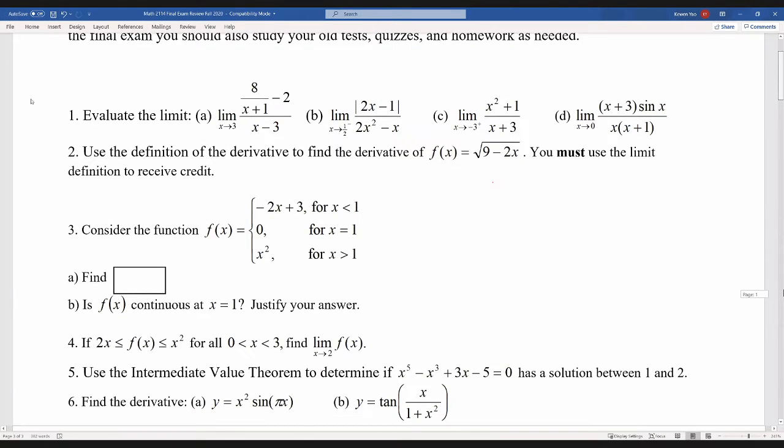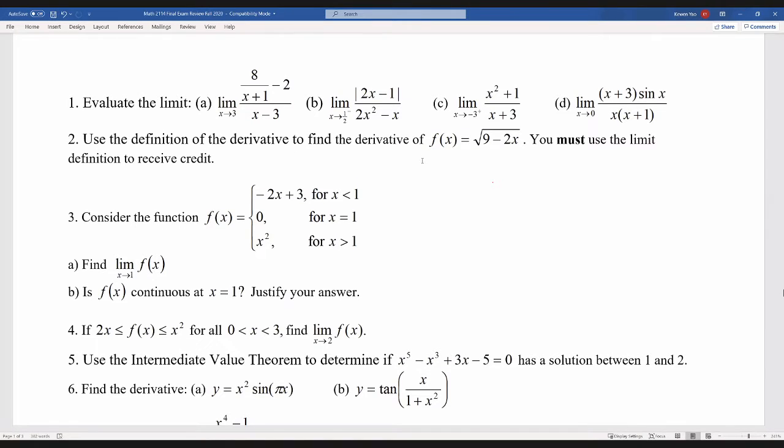Here, you have to use what? The definition of the derivative to find the derivative, find f prime of x. You must use the limit definition to receive credit. You cannot use any rule here. If you use the rules, you can have 0 points. So we have to use the definition to find the derivative. You can use rules to verify your answer, the right answer.